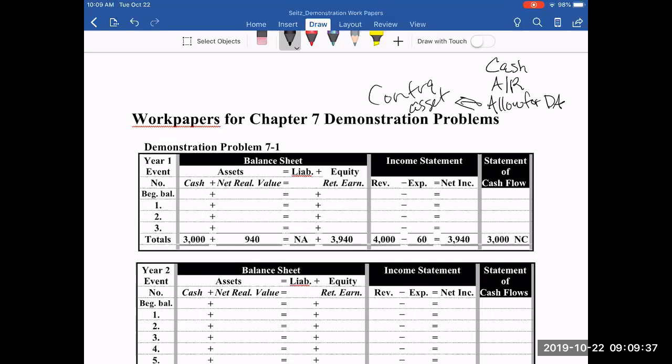So contra means opposite. And so what that means is when this account, this contra asset, is sitting next to an asset, you net these two accounts. So let's say the total amount of accounts receivable is $1,000, but we've identified that $200 would not be collectible. So even though we have $1,000 outstanding to us, we think that $200 of it is not going to be collected. Therefore, our net realizable value is $800 for those particular accounts.